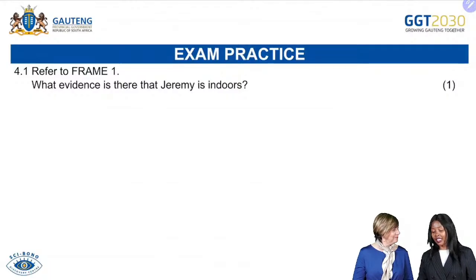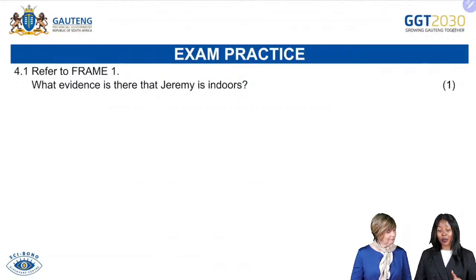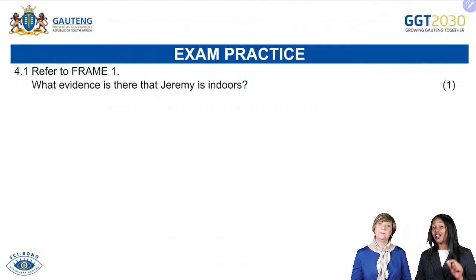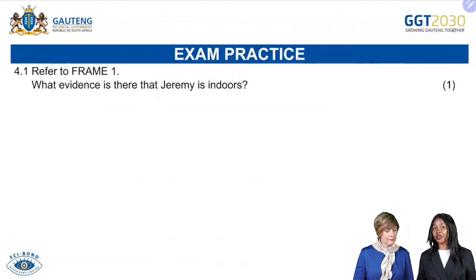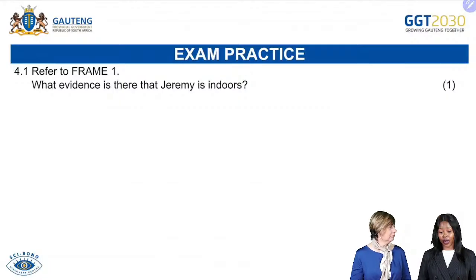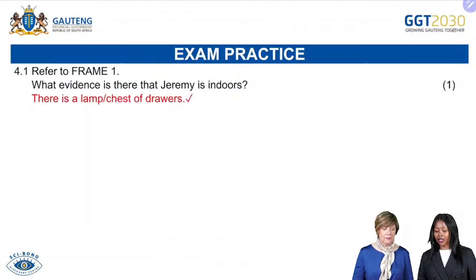So let's look at the kind of questions that they might ask you. What evidence is there that Jeremy is indoors? But before we ask that question, remember the instruction 4.1 says refer to frame 1. So whatever response you have must be based solely on what we see in frame 1. It only counted 1 mark, so it was quite easy to get.